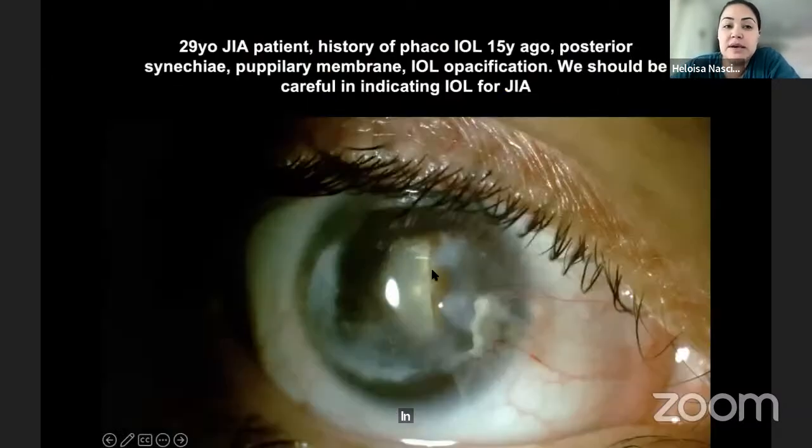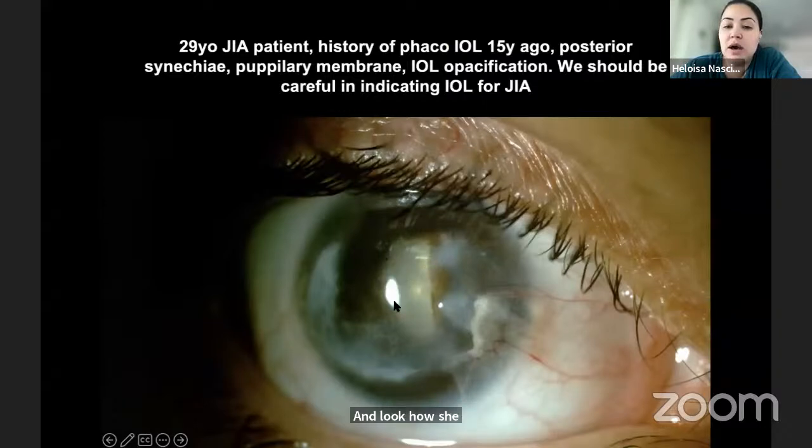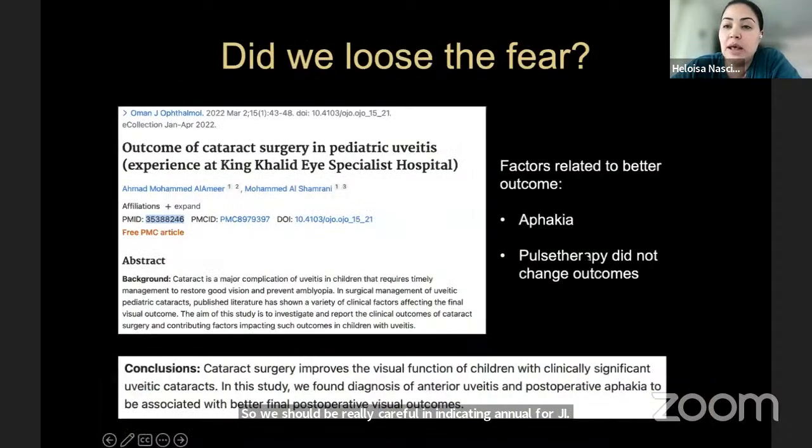So this is a 29-year-old patient with JIA who had a surgical procedure 15 years ago with IOL implantation. And look how she complicated: her IOL opacified, she had a pupillary membrane, and this patient evolved to no light perception. So we should be really careful in indicating IOL for JIA. I particularly prefer to leave the patient aphakic.